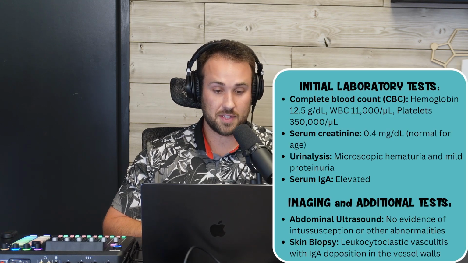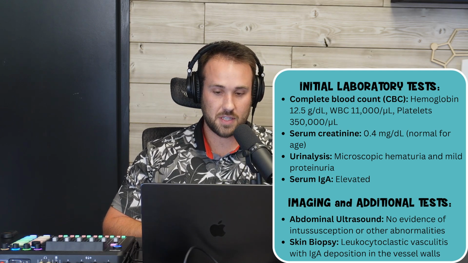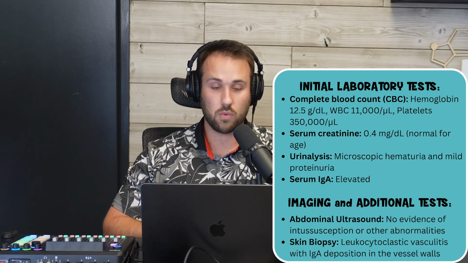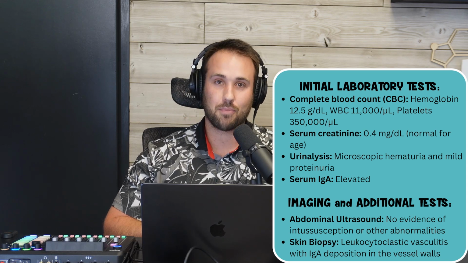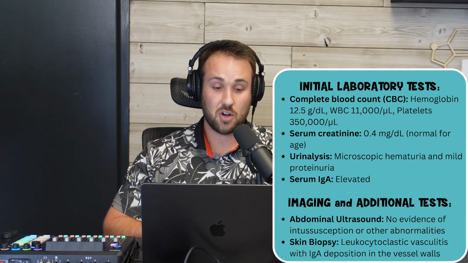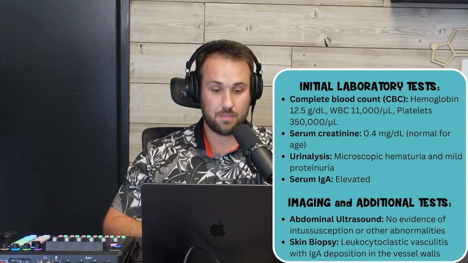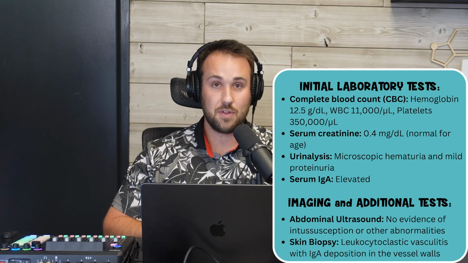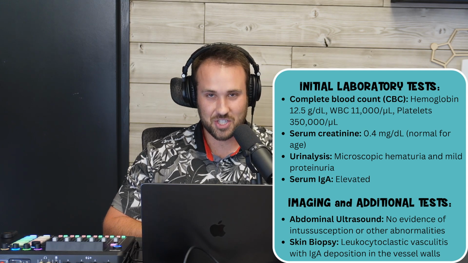Lab testing, we do get a CBC back, hemoglobin of 12.5, a white count of 11,000, and platelets 350,000. Serum creatinine of 0.4, which is normal for his age. Urinalysis, microscopic hematuria and mild proteinuria. And then we have a serum IgA, which does come back elevated. For some additional imaging, we have an abdominal ultrasound showing no evidence of intussusception or other abnormalities. And then we do have a skin biopsy. With the skin biopsy, we notice leukocytoclastic vasculitis with IgA deposition in the vessel walls.